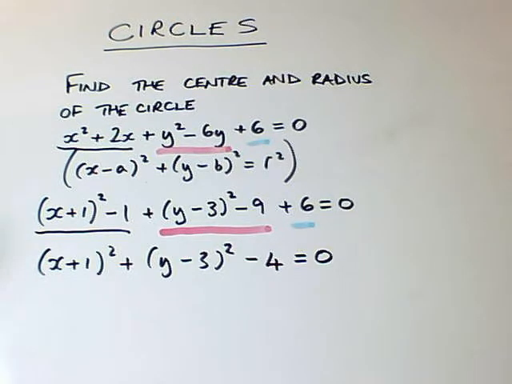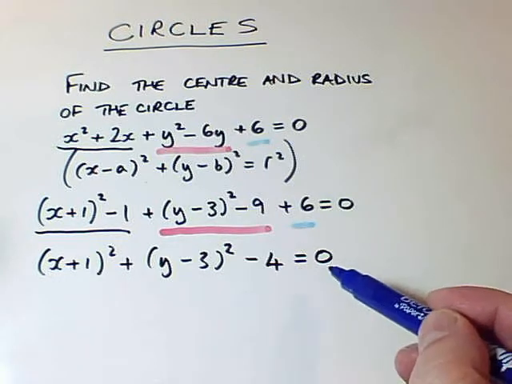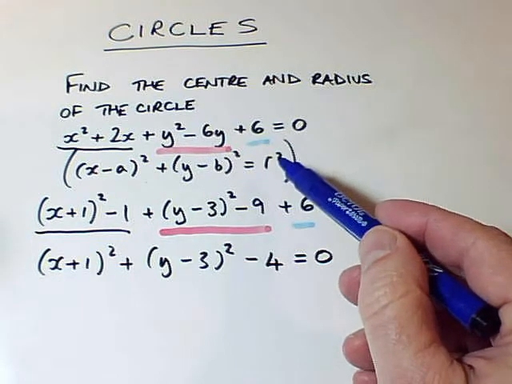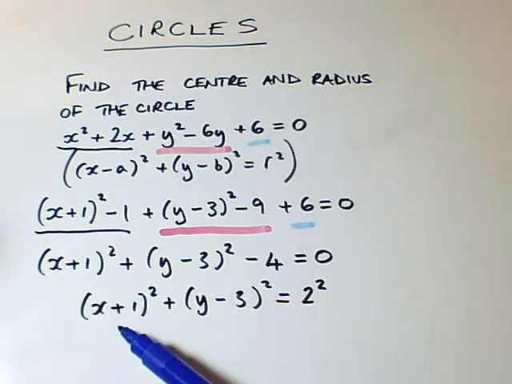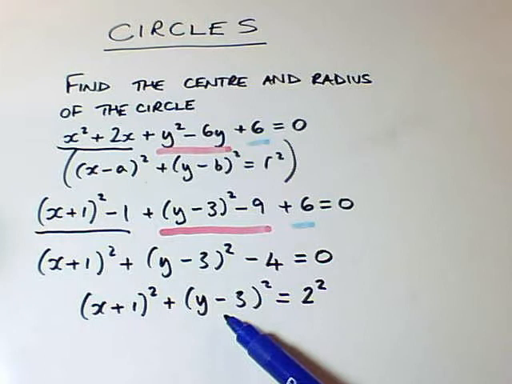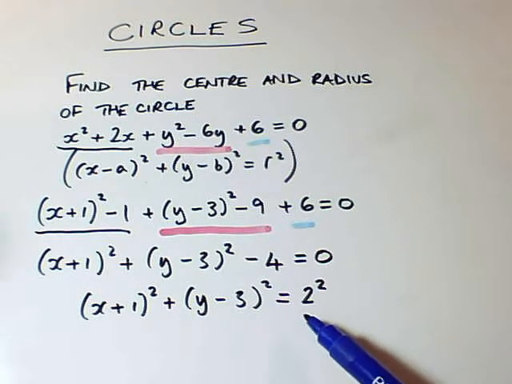But of course for the standard equation of the circle I'd like this 4 to be added to both sides, and I'm going to express it as a square, so 4 is 2². So that gives me (x + 1)² + (y - 3)², and then the plus 4 that I've added to both sides is 2².